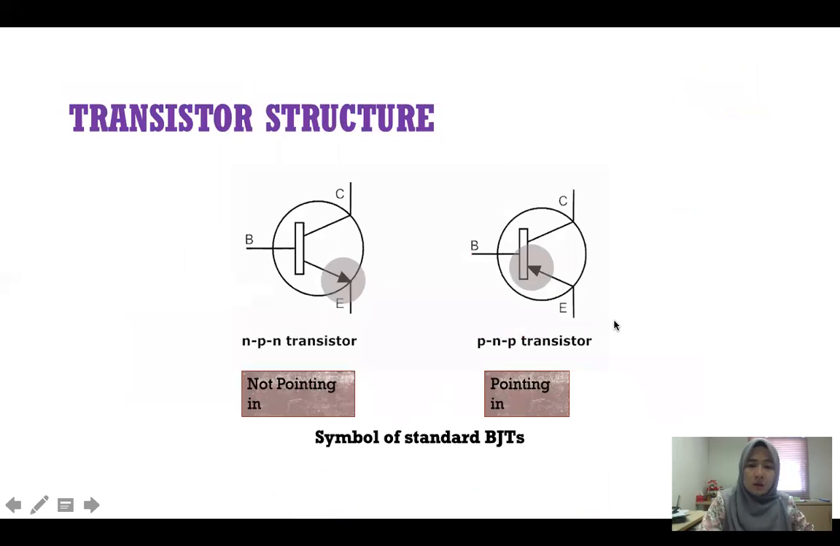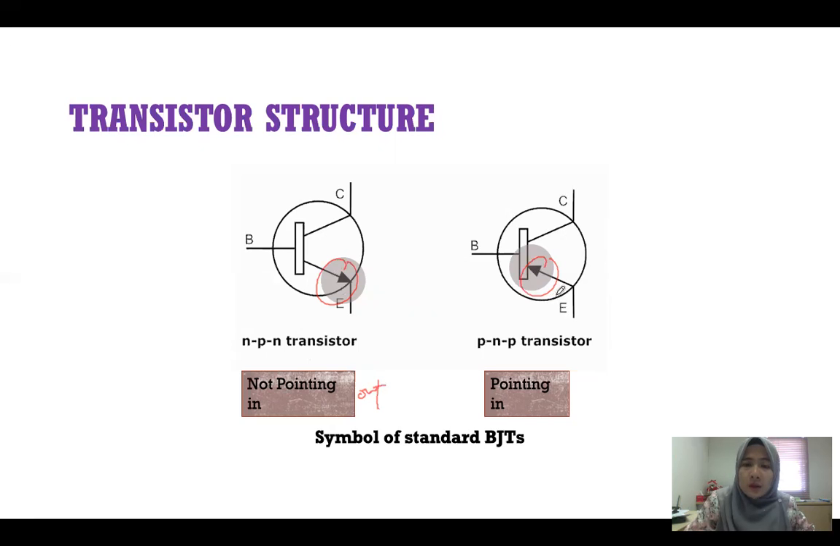And this is the symbol of a standard BJT. When I talk about BJT, I mean transistor. This is the standard symbol of a transistor. The symbol for the NPN transistor is different from the PNP transistor. The only difference is the arrow over here. For the NPN transistor, the arrow is not pointing in. It is pointing out.